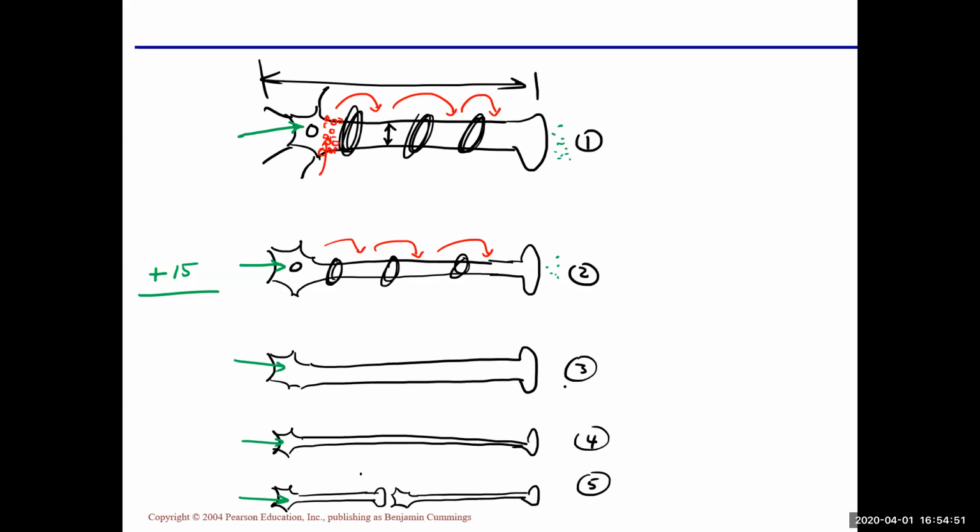Now number 3 is the same diameter as number 2, but it doesn't have the myelin. So there's no saltatory conduction. So the action potential normally goes in, but you have to open up and close all those channels along the way rather than jumping. So therefore there's a little bit of delay.